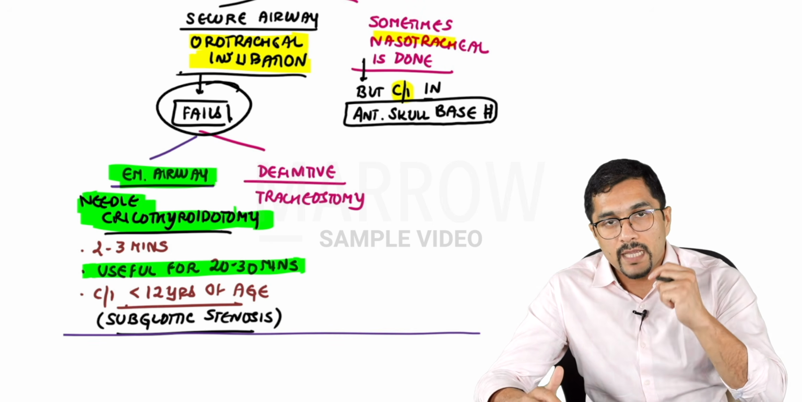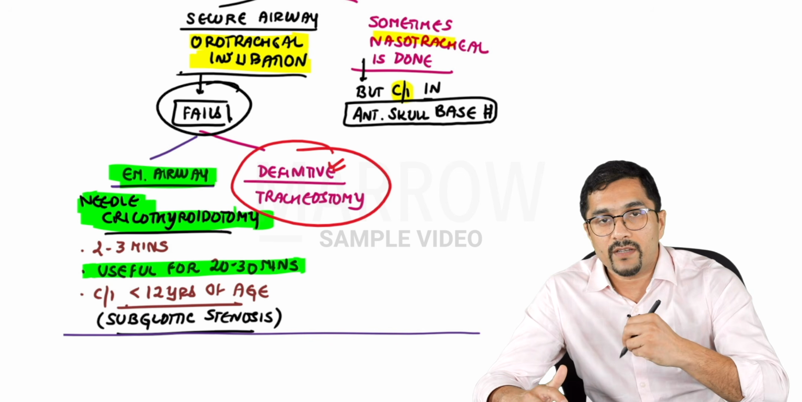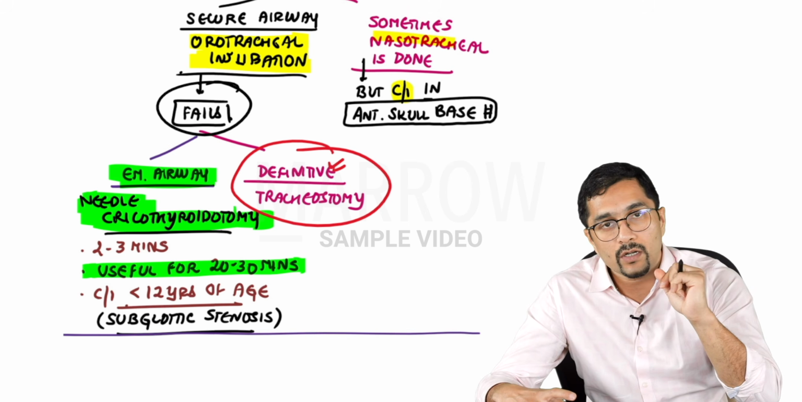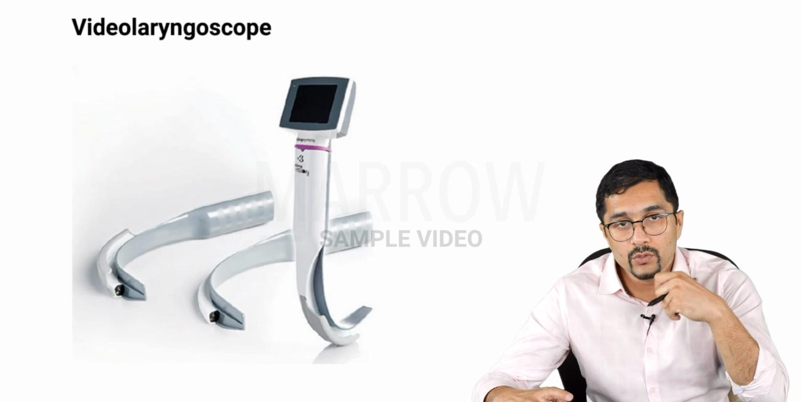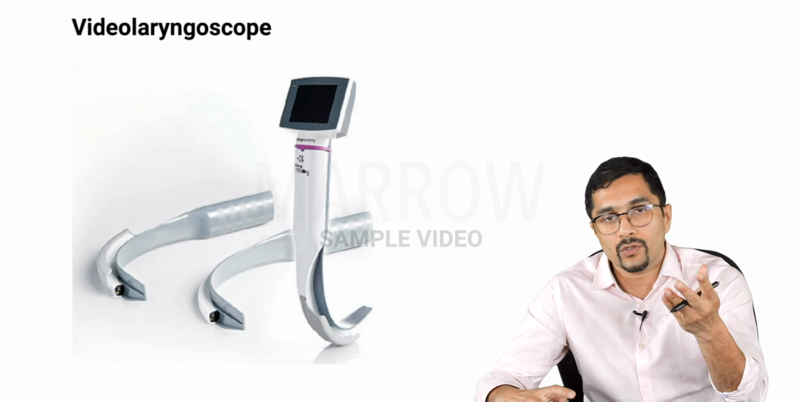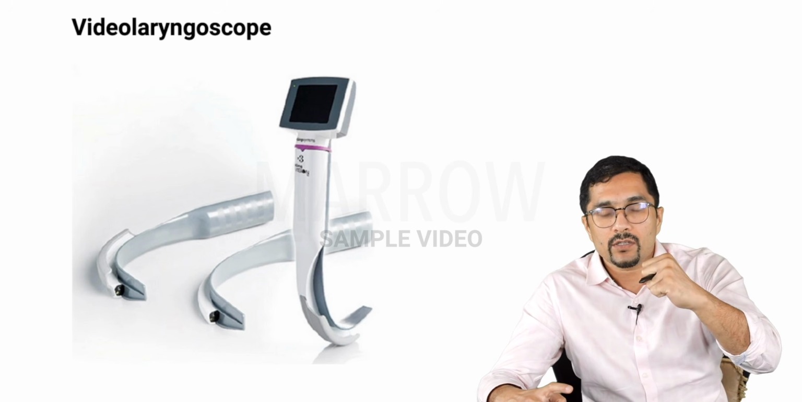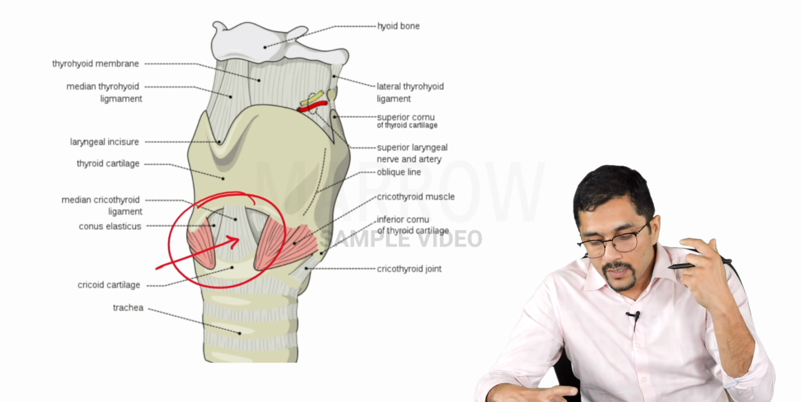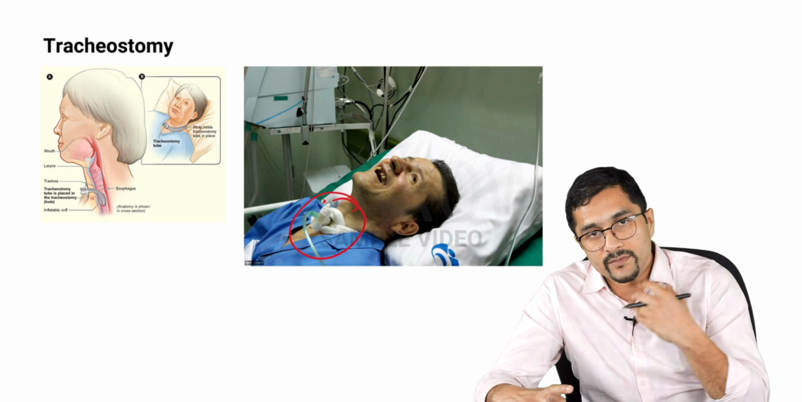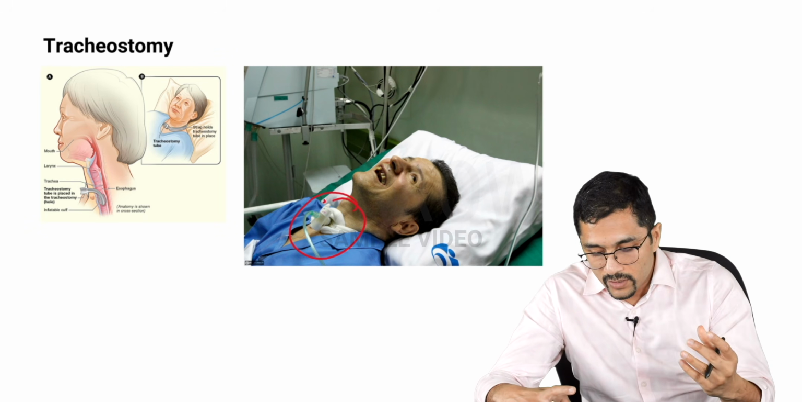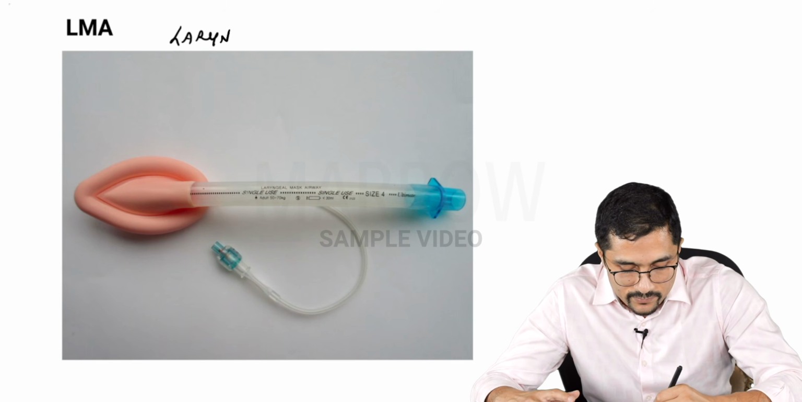This only buys us time for 20 to 30 minutes, during which we have to do a tracheostomy, which is the definitive airway if orotracheal intubation cannot be achieved. This is a video laryngoscope which you can use, you can see where you are going. I am sure as interns all of you must have intubated. This helps you in seeing where you are going and makes intubation easier. Cricothyroidotomy I have already told you. Tracheostomy you already must have seen. We make the tracheostomy in the neck, and this is an LMA, a laryngeal mask airway.